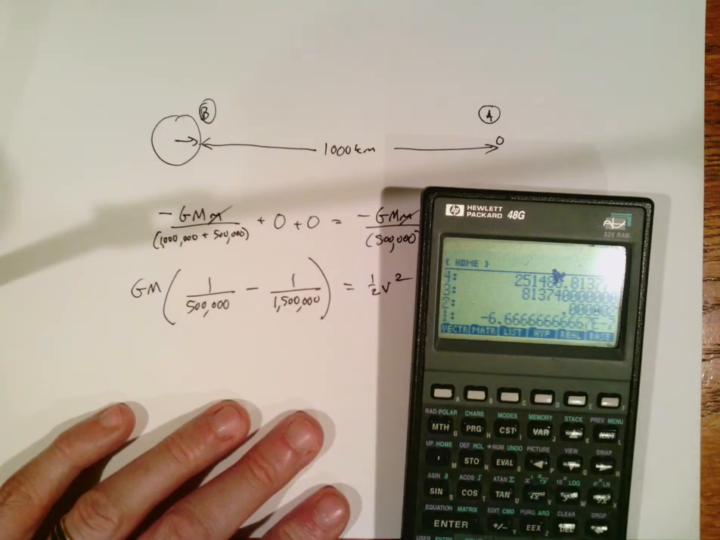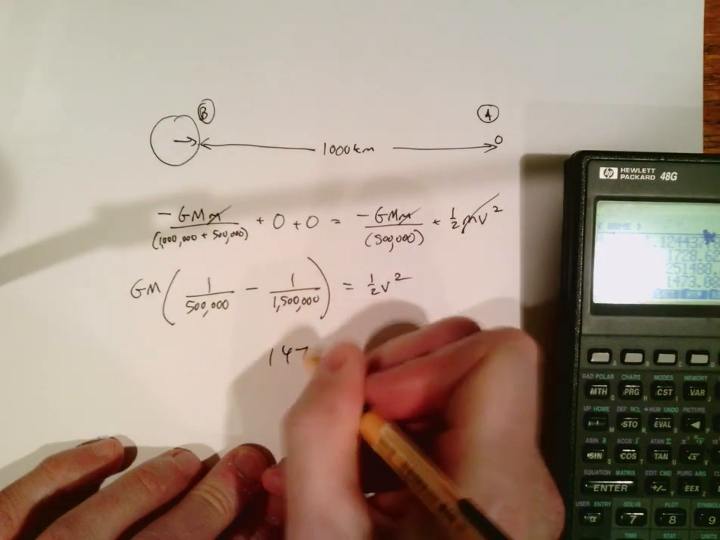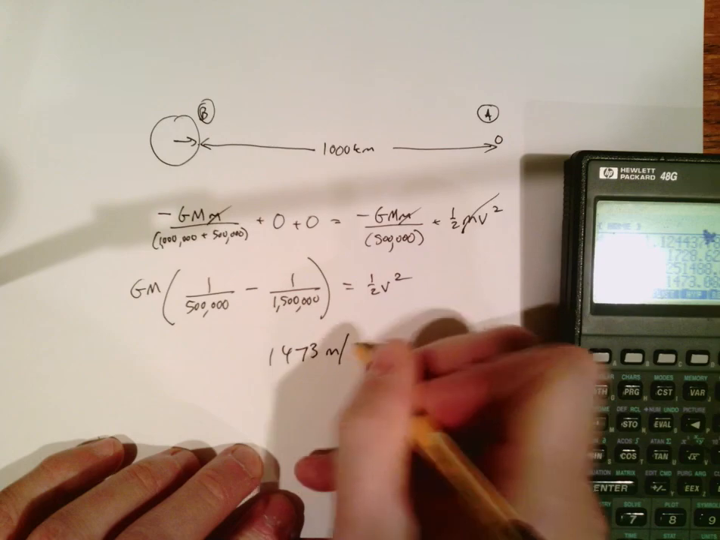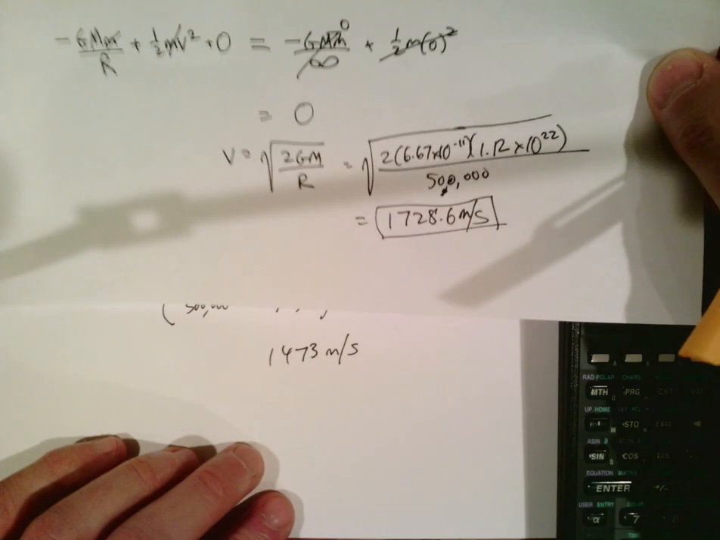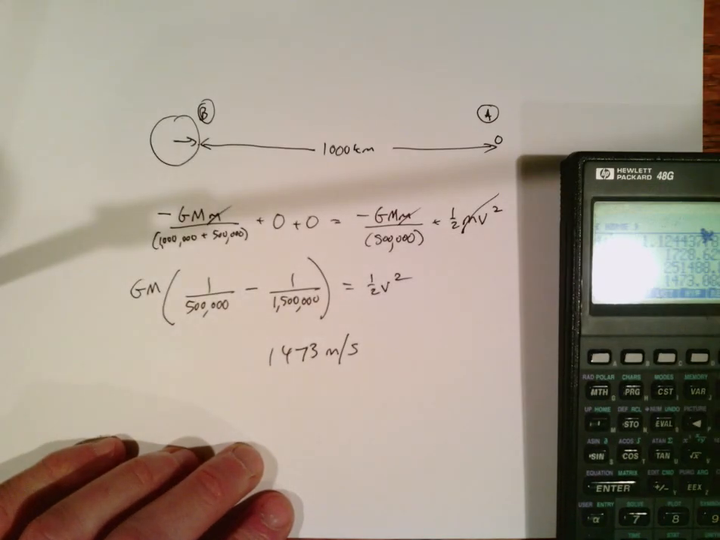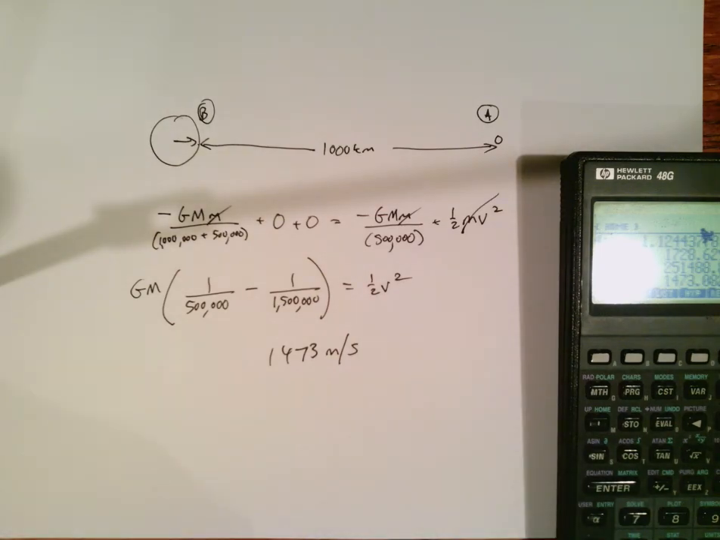Inverse of that. Add those two together, multiply by that, multiply by 2, take the square root, and I have an answer of 1,473 meters per second. And again, that is less than the escape speed, which is how fast it would be going if it had been dropped from just inside infinity. So I feel like I'm feeling pretty good about that answer too.